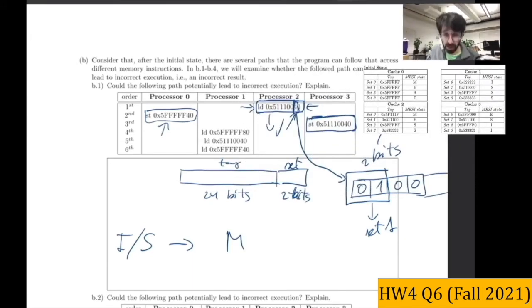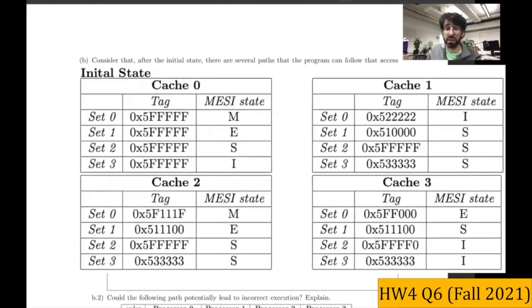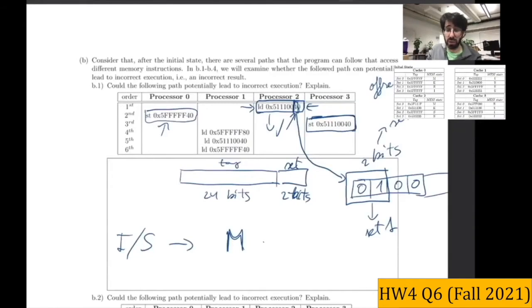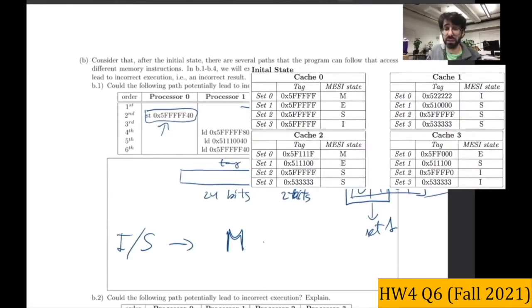And because we are writing, we also invalidate the other copies in cache 2. So there is no problem there, because we will be writing in cache 3, sorry. We will be writing in cache 3, we will change the state to modified, and we will invalidate other copies. So there is no problem there.